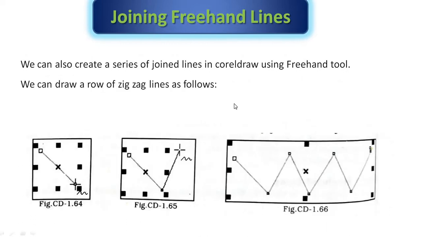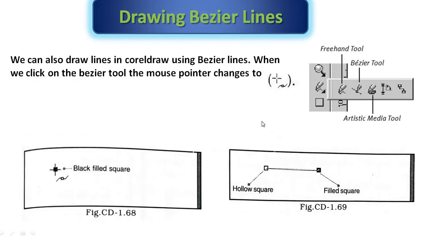Then we are going to see joining freehand lines. We may use the same freehand tool to create a series of joined lines. For example, we can draw a row of zigzag lines. As I told earlier, we have to draw the first line, and if we double click the end point of the first line, it becomes the starting point of the second line, and we once again draw the line in the same way. In this way we may create a zigzag line pattern.